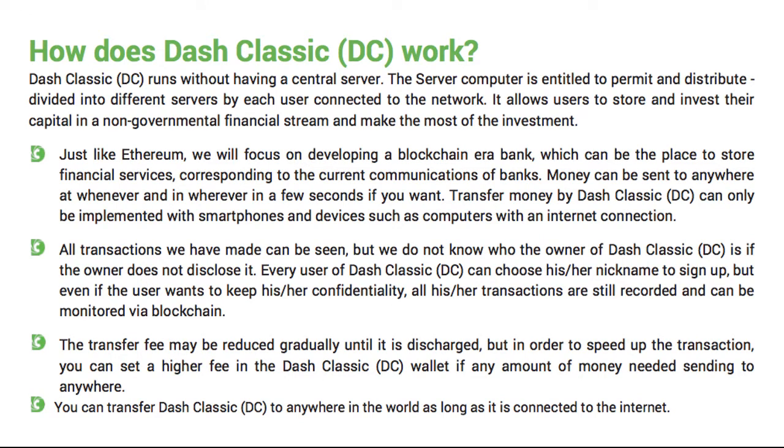How does Dash Classic DC work? Dash Classic DC runs without a central server. The server computer is entitled to permit and distribute, divided into different servers by each user connected to the network. It allows users to store and invest their capital in a non-governmental financial stream and make the most of the investment. Just like Ethereum, we will focus on developing a blockchain-era bank, which can be the place to store financial services, corresponding to the current communications of banks. Money can be sent anywhere, whenever and wherever, in a few seconds if you want. Transferring money by Dash Classic DC can only be implemented with smartphones and devices such as computers with an internet connection.